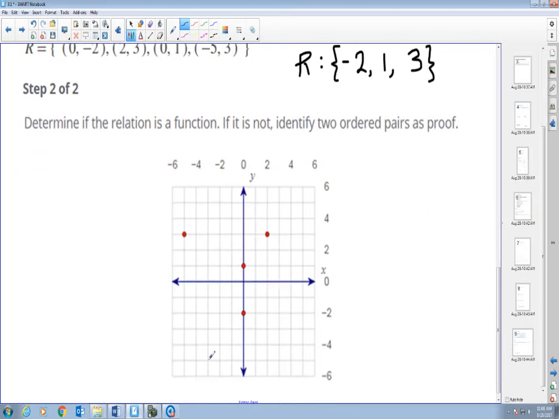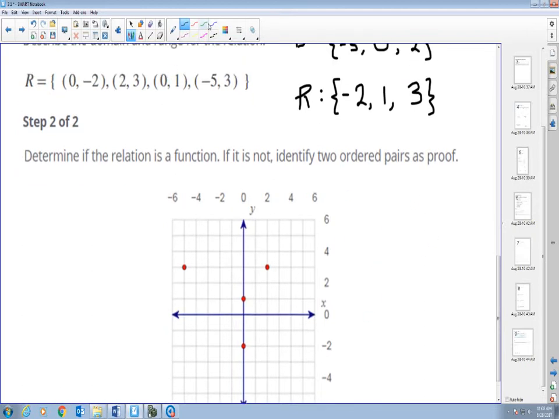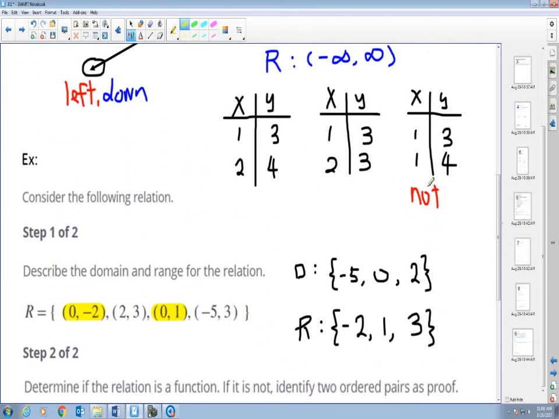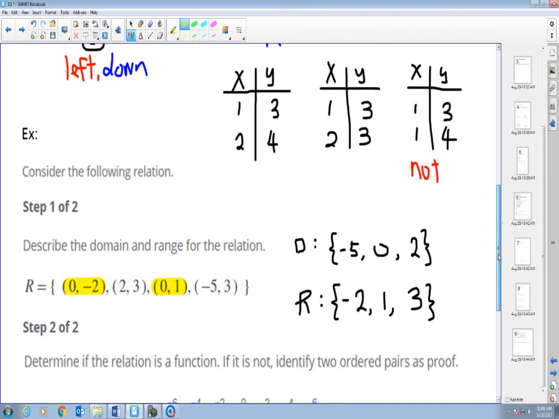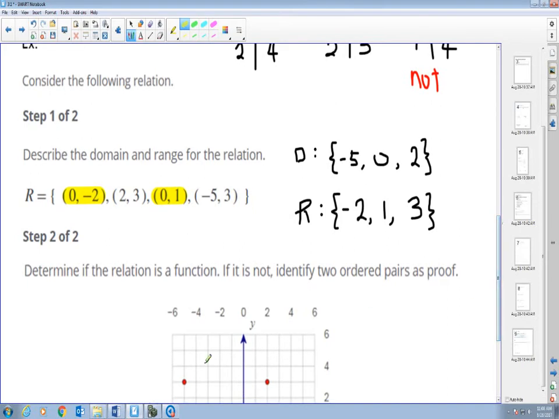Determine if the relation is a function. If it's not, identify two ordered pairs as proof. This is not a function because there are two points that have exactly the same x value. To be a function, you cannot have the same x value. It's almost like saying one boy cannot have two different girlfriends. That is a no-no.